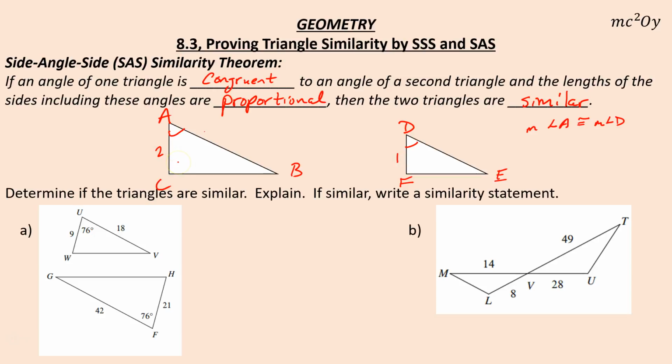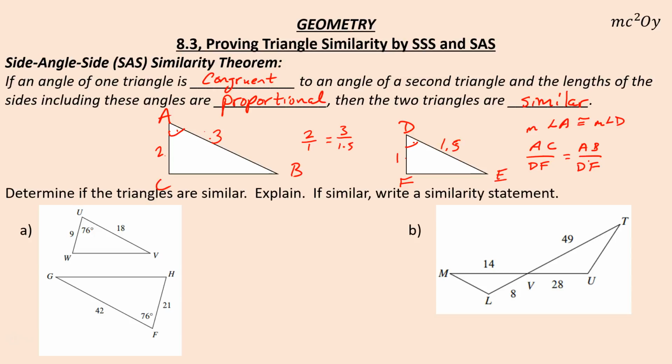All right? And this side is 3. That would mean this side would have to be 1.5. Right? So 2 is to 1 as 3 is to 1.5. All right? So in other words, AC is to DF as AB is to DE. All right? So we'd have our side angle side. Okay? Side angle side. All right, so the angle has to be in between, and they're the congruent angles.